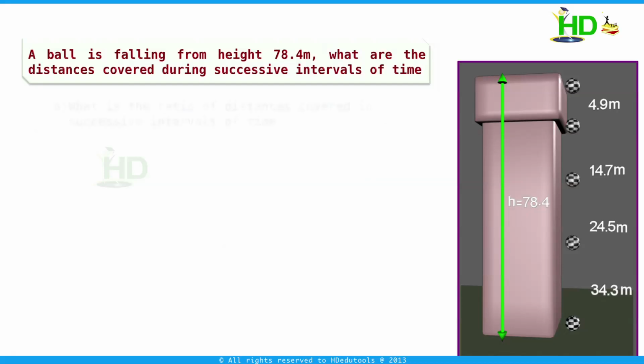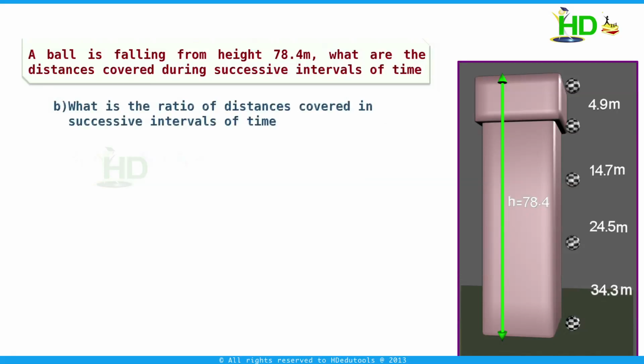Now in our problem, what is the ratio of distances covered in successive intervals of time? That is, we require the ratio S1 : S2 : S3 : S4. This is nothing but g by 2 : 3g by 2 : 5g by 2 : 7g by 2. And this we get as 1 : 3 : 5 : 7, etc.